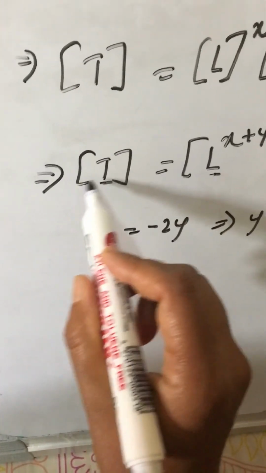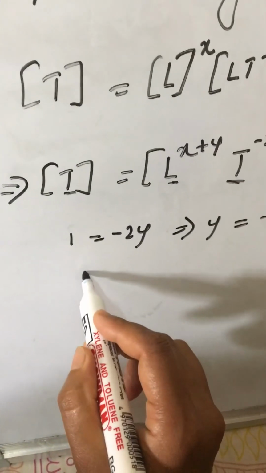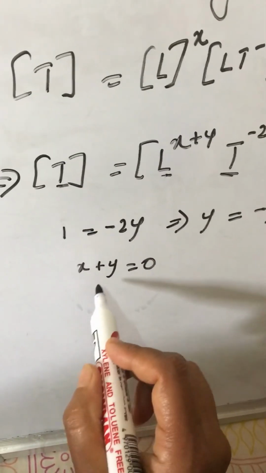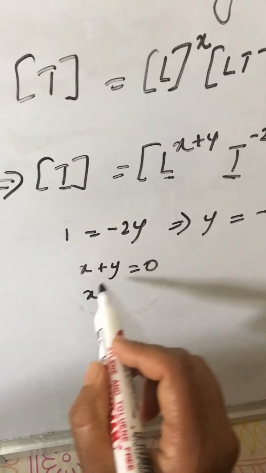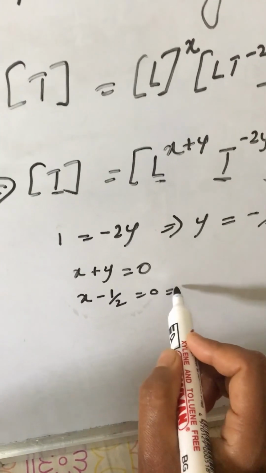And from here, x. This is L. Here is there L? No. That means what is the power of L? 0. That means no L on the LHS. x plus y is equal to how much? 0. What does it mean? x is equal to plus, in place of y I can write minus half, equal to 0. This means what?